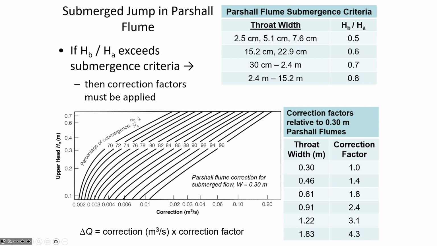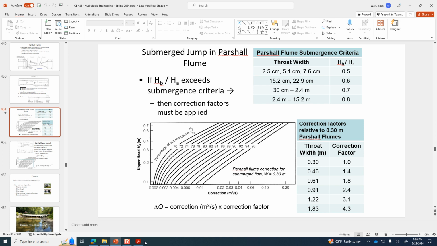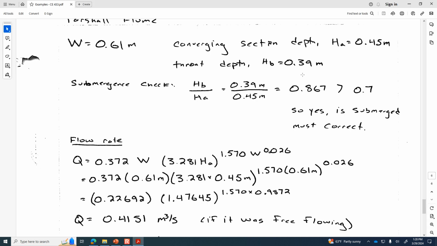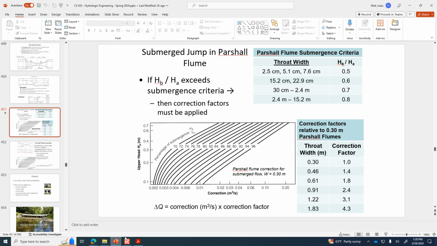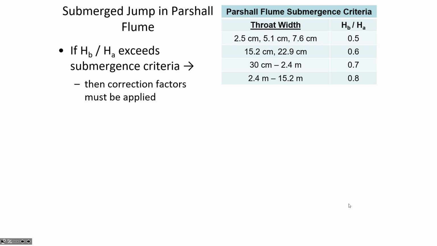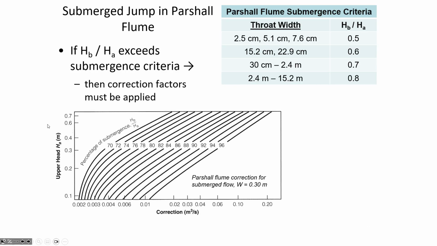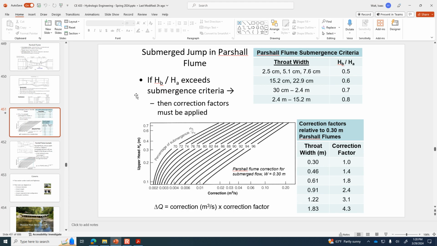And just to remind you, our percent submergence was 86.7. That was the ratio of the depths. 86.7% submergence. And so on this figure, what we'll do is look for the intersection of the upper head height and then the percent submergence curve. And so our upper head, H sub A, was 0.45.